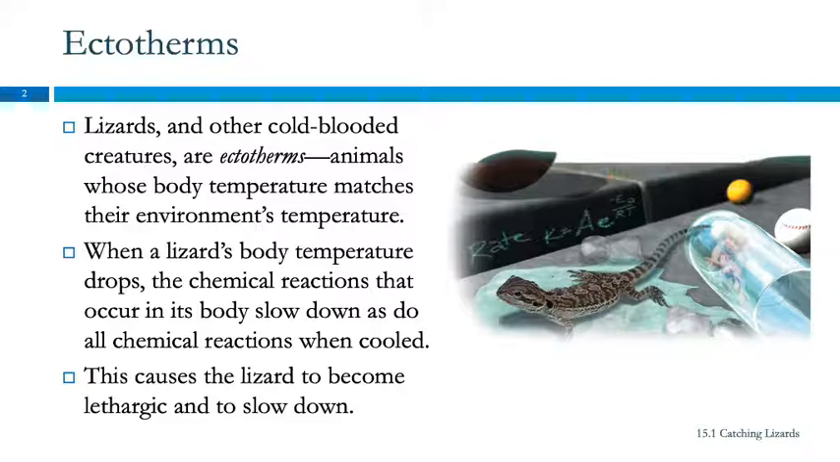So what happens when the lizard gets cold is actually a chemistry thing, and it's the topic of this chapter. When the temperature of the lizard's body drops, then the rates of the chemical reactions in the body slow down, and that's why the lizard cannot move very quickly when it's cold.